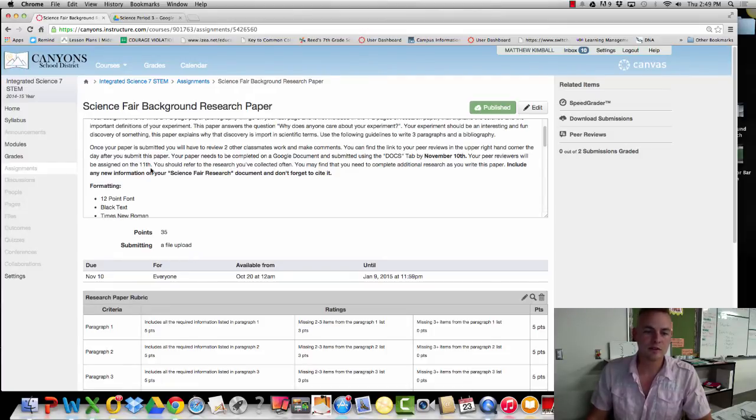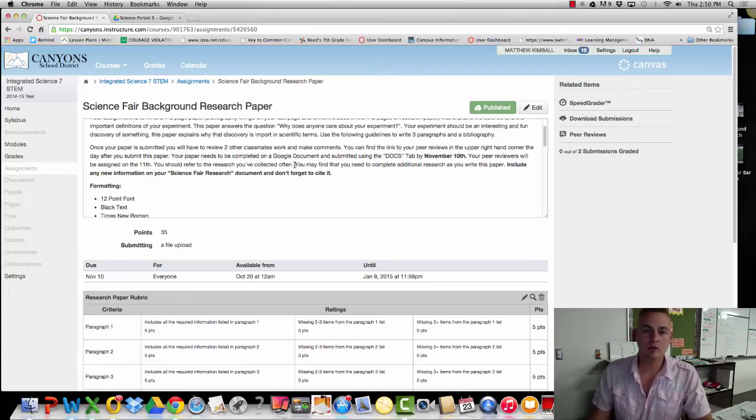You should refer to the research you've collected often. Now, I'm not a big proponent of having you print off 30-some pages. If this was my experiment, I probably would print off all 30 pages, and I'd go through and highlight them. I think that would be less work. Highlighting it, maybe making notes on the research pages that you printed off, that's a pretty good way to do it. But if you can do it digitally and not print anything off, I think that's better.